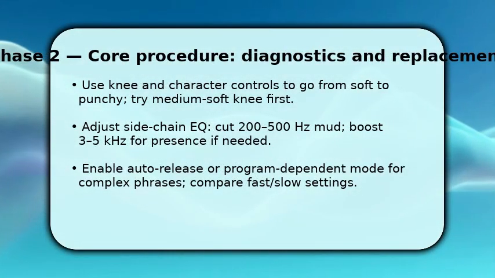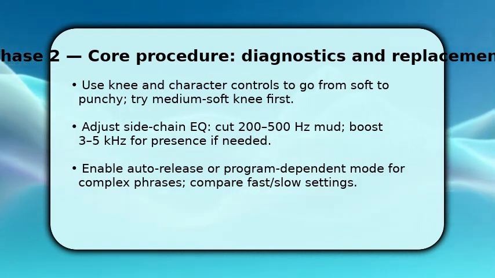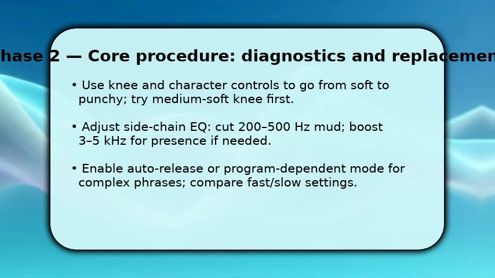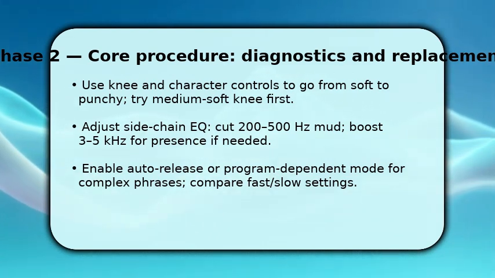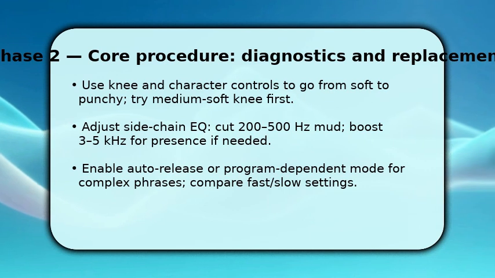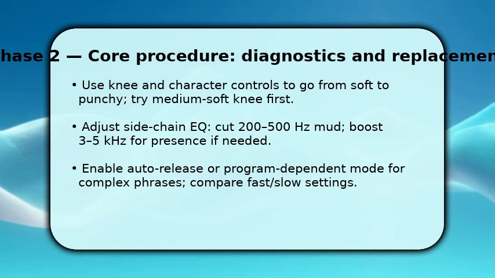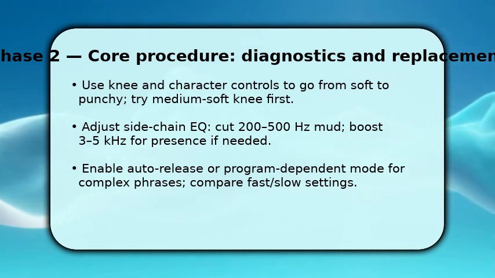You now shape the vocal. Increase the knee slightly for smoother transitions, or tighten it for punchy control. Medium soft knee is a safe starting point. Use the built-in sidechain EQ to remove 200-500 Hz muddiness and gently lift 3.5 kHz for presence. This lets the compressor react to clarity rather than low-end buildup.